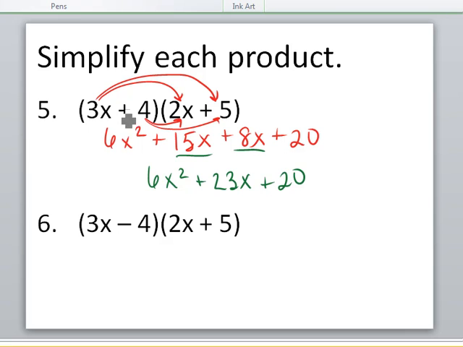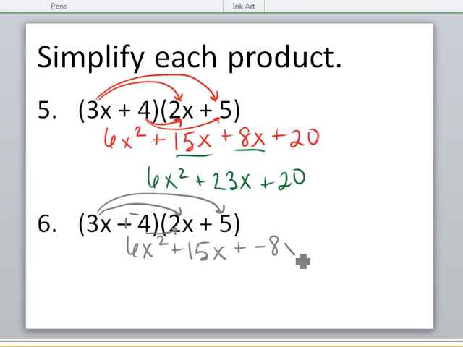The last example on the slide, and for this video, I have 3x times 2x, which is 6x squared. I have a 3x I'm distributing to the second part of that, which would be a 15x. Now I'm going to distribute my negative 4 through, so I've got a negative 4 times 2, which is a negative 8x, and a negative 4 times 5, which is a negative 20. Combining like terms, I get 6x squared plus 7x plus negative 20.